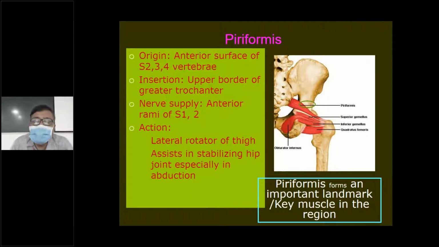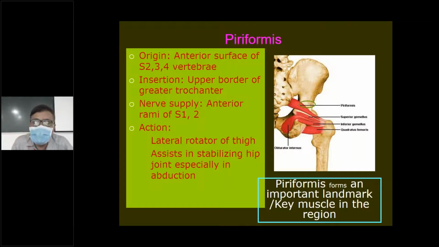Now, as you can see, its orientation is slightly oblique but transversely orientated, and it is behind the hip joint. All these are behind the hip joint. They are going from the pelvis to the femur. Naturally, they pull the femur posteromedially, which results in lateral rotation. So that is the action of piriformis.